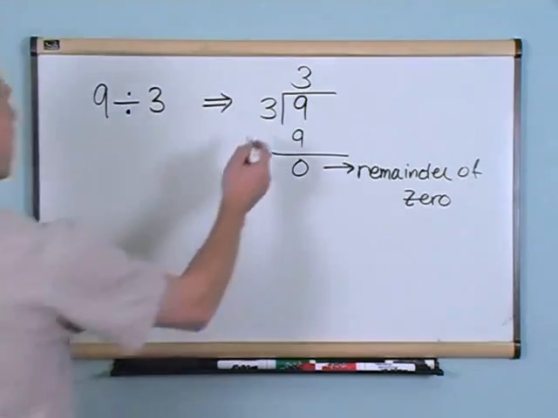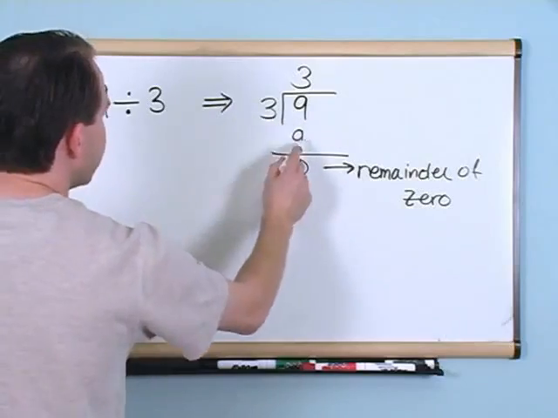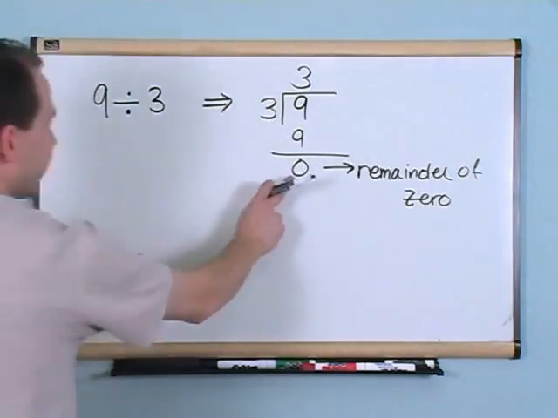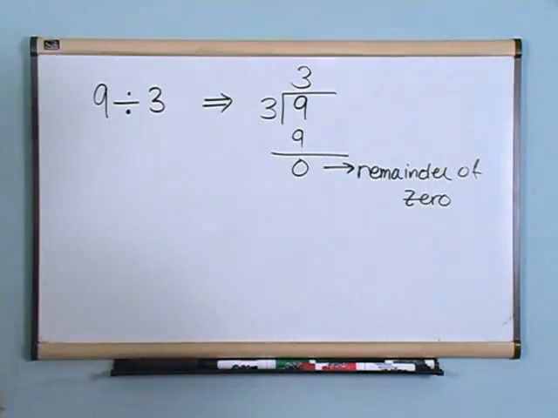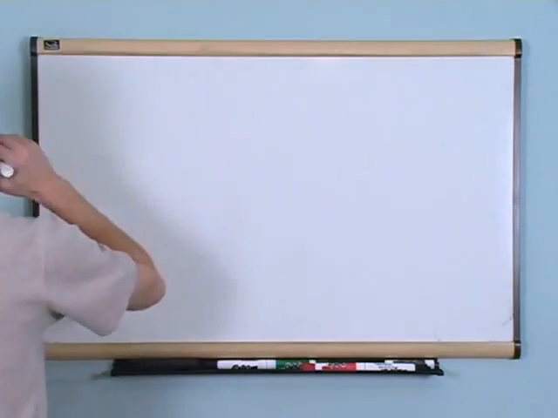So I want you to get in the habit of, once you put what you think the answer is up here, going ahead and multiplying and then subtracting. And when you get a 0 here, then the remainder is 0, and that means there's nothing left over, okay? Let's continue on. You'll understand this remainder stuff as we go along.